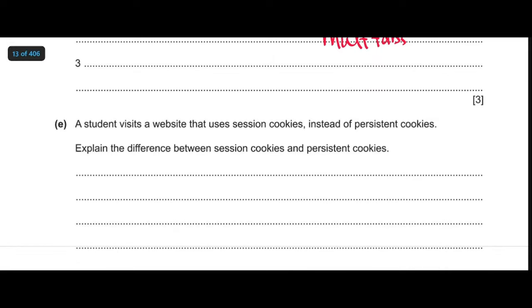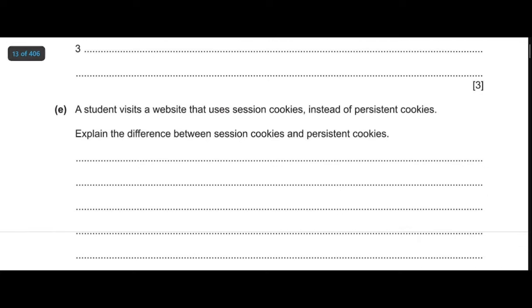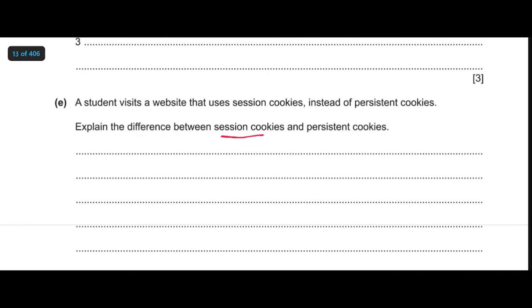A student visits a website that uses session cookies instead of persistent cookies. Explain the difference between session cookies and persistent cookies. Session cookies are temporary cookies which are stored in the RAM. When you close the browser, they are automatically deleted. Persistent cookies are stored permanently on your hard drive. Okay, so they stay there. If you delete them, then they are removed, or they have some expiry date. So that's how they work. Session cookies are temporary, and persistent cookies are permanent.